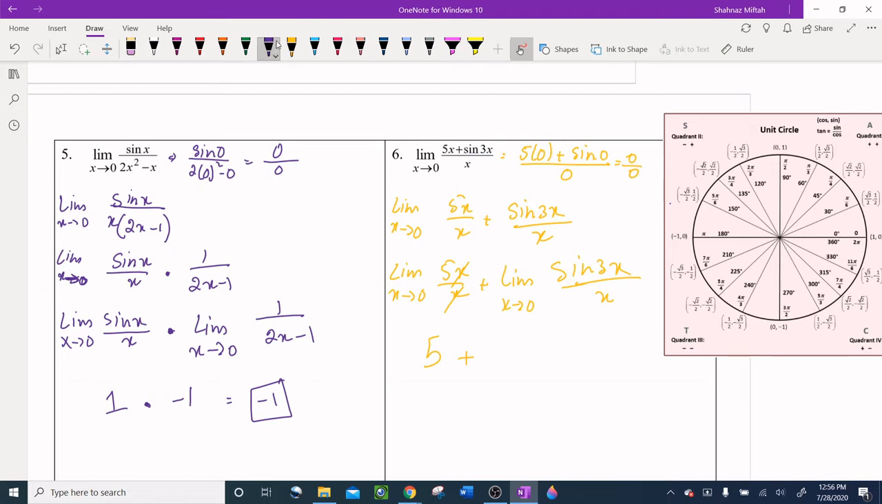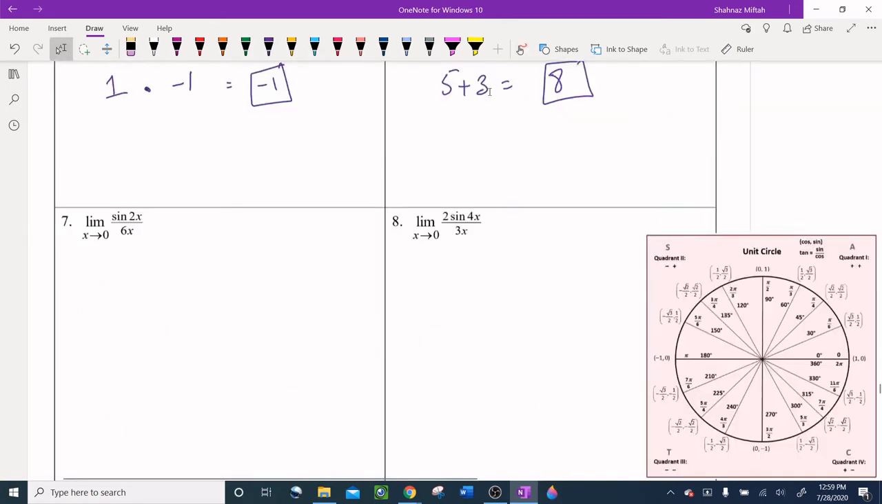I have to multiply 3 top and bottom because I have to have the same denominator as the argument. So this portion is going to be equal to 1. So I got 3 times 1 times 1. So 5 plus 3 is going to give me 5, 6, 7, 8. So the answer is 8. Let's do question number 7 now.